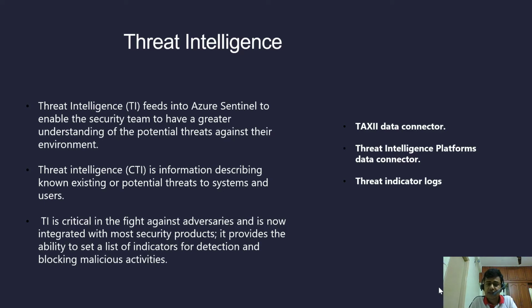Now this is where threat intelligence comes into the picture. Threat intelligence provides a list of indicators available for detecting and blocking malicious activities. Microsoft also provides its own threat intelligence feeds via the TI indicator API. It can also connect to open source threat indicator data from public servers to identify and analyze the response to threat activities.